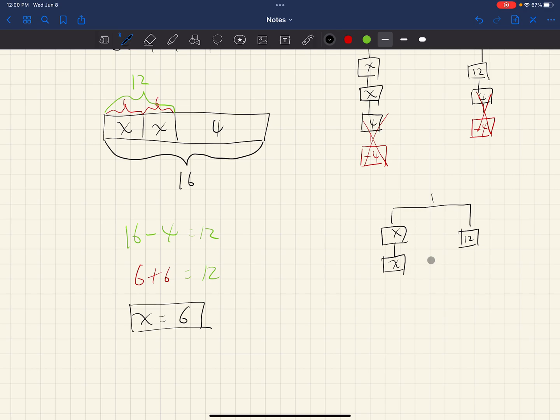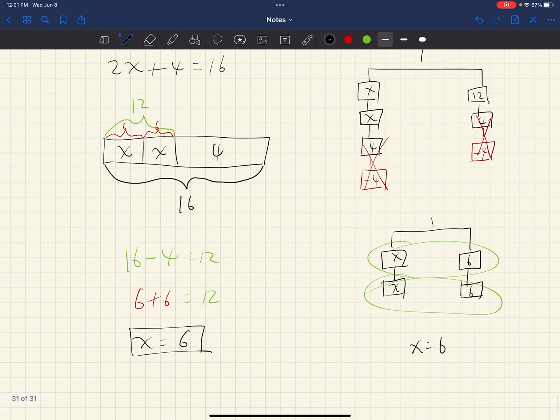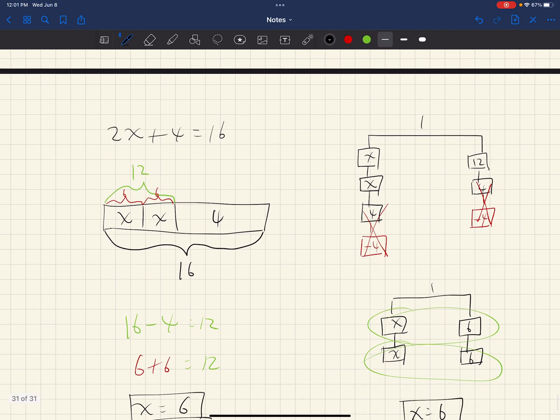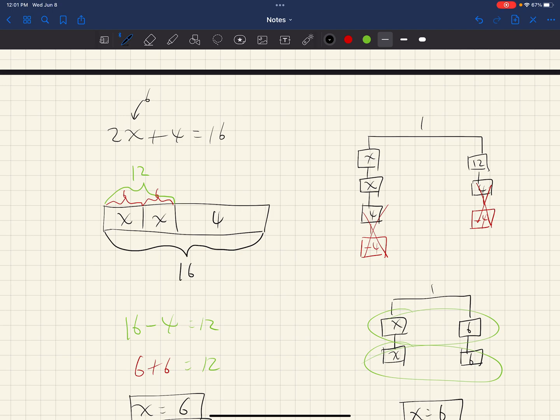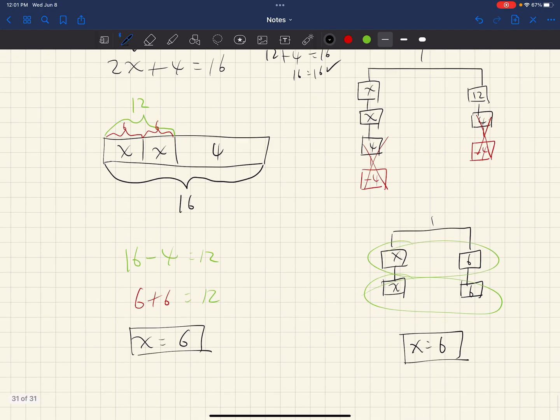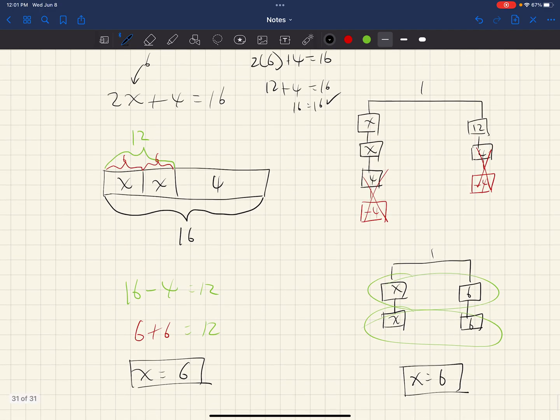So then what's going to happen? I want to know what one of the x's is equal to. So I can divide this 12 into two different blocks, and make it 6 and then 6. So x is equal to 6, so my answer is x is equal to 6. So let's check. If x is equal to 6, I'm going to put 6 back in here. It's 2 times 6 plus 4, and 2 times 6 is 12. 12 plus 4 is equal to 16. 16 equals 16. Checks out. So my answer with this question is x is equal to 6.